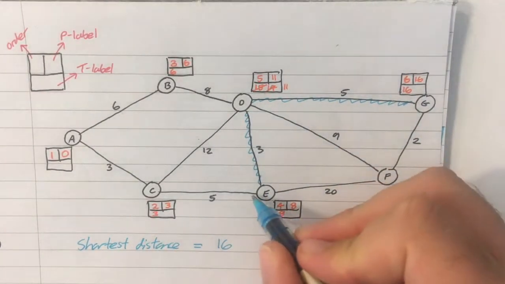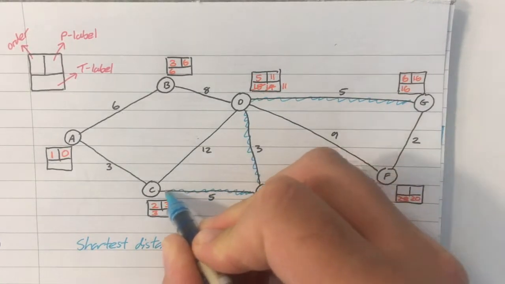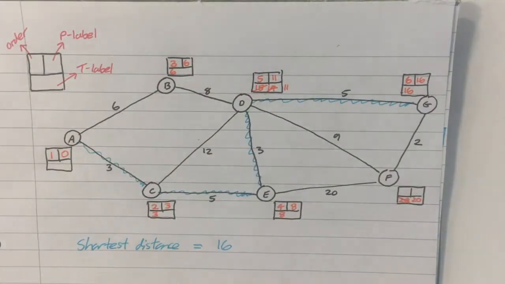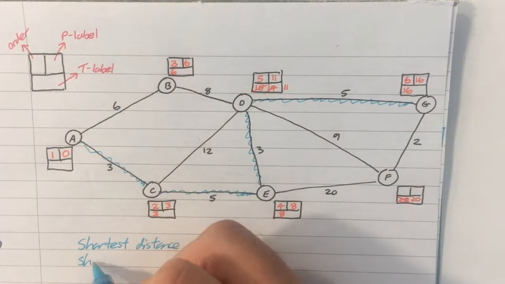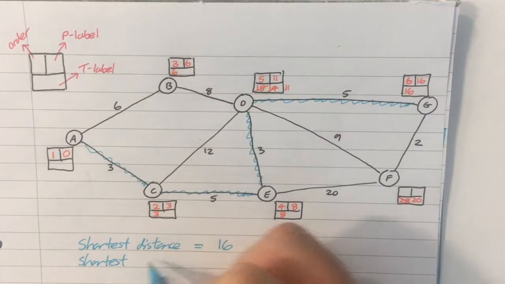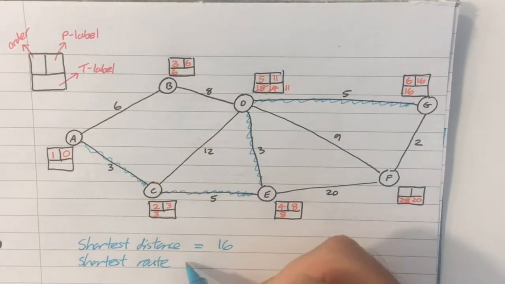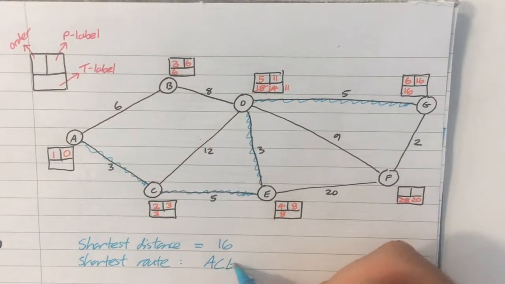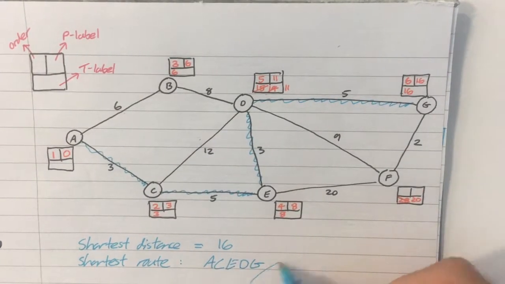8 minus 5 is 3, so we go that way. And then 3 minus 3 is 0. And there we can see our route. That is the shortest route from A to G. And we can label that as A, C, E, D, G. And that's the answer.